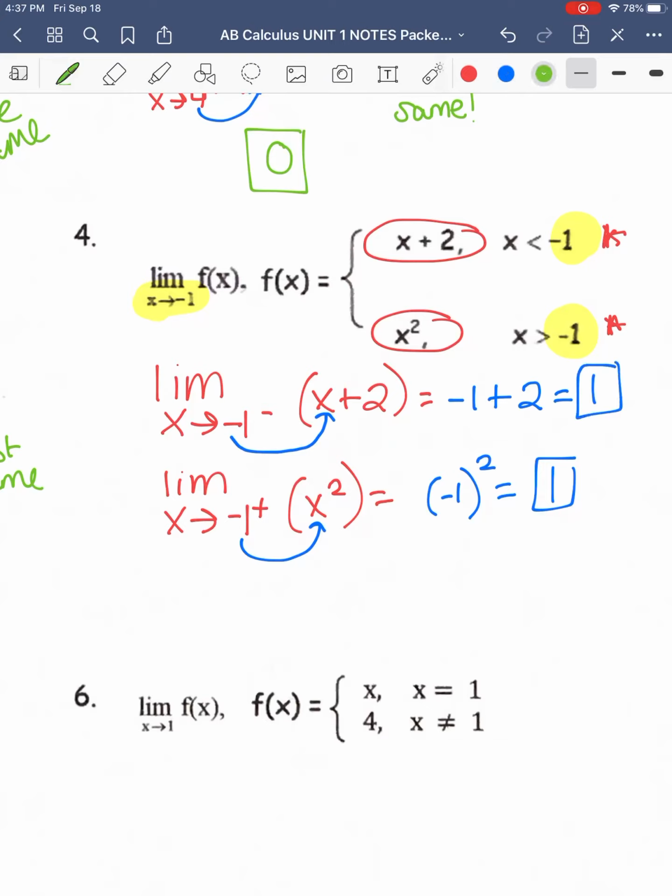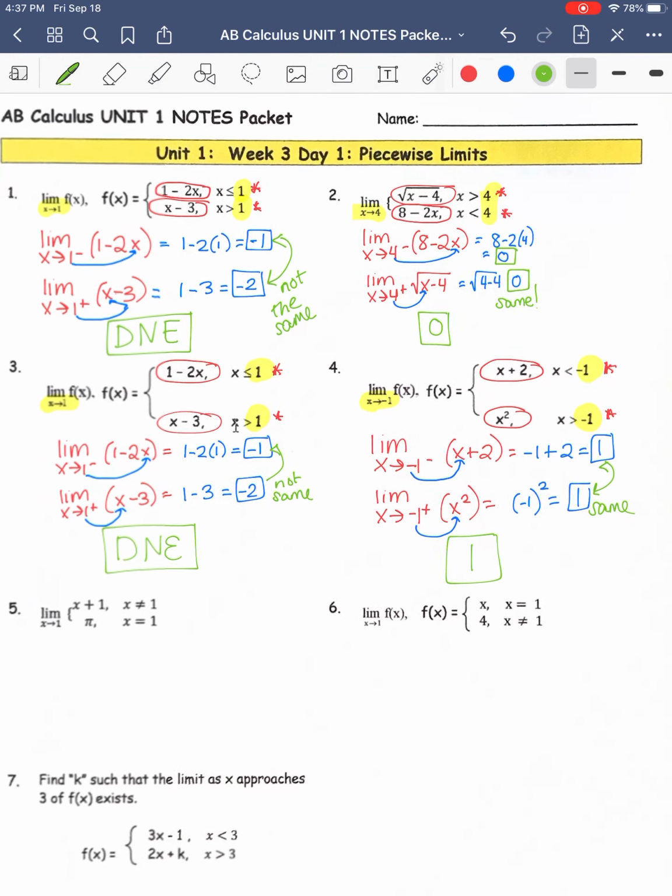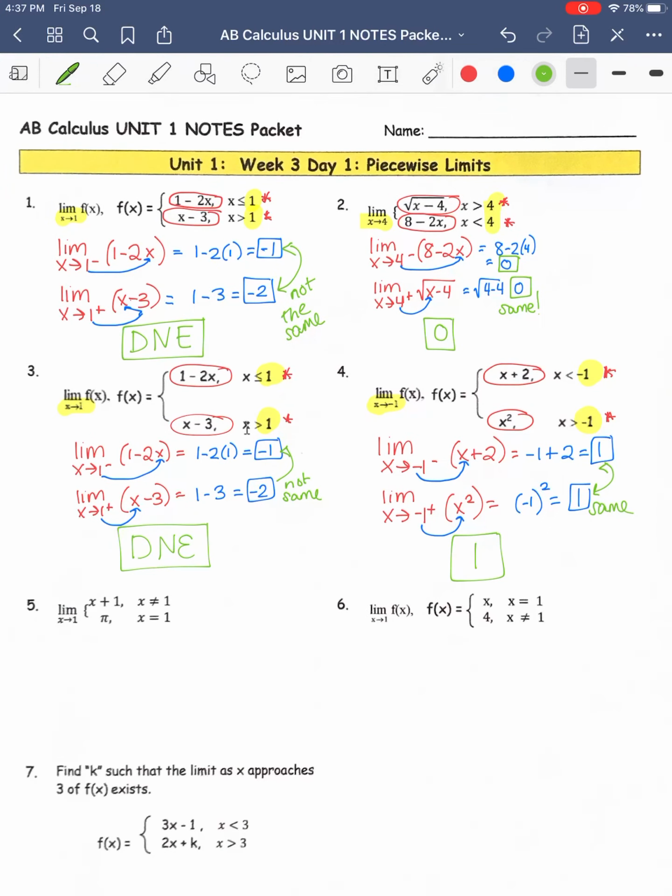And my left-hand limit is 1, and my right-hand limit is 1. And because they are the same number, the answer to the problem is going to be 1. So that's how you would approach a piecewise function that had a less than and a greater than sign, where it splits at our x value.